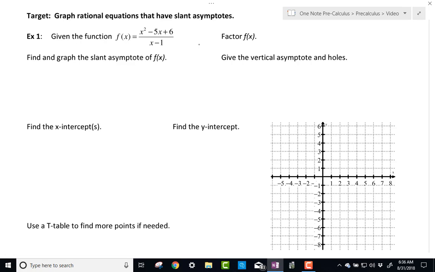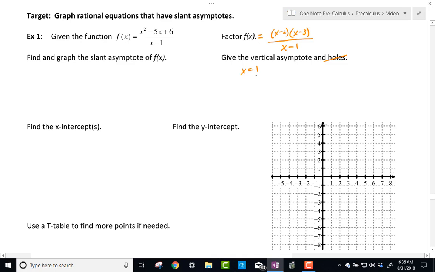factoring the numerator here. Alright, so if I factor f of x, I get f of x equals x minus 2 times x minus 3 all over x minus 1. So right away I know that there's no holes, so I don't have to worry about holes in here. But I do have a vertical asymptote then at x equals positive 1.